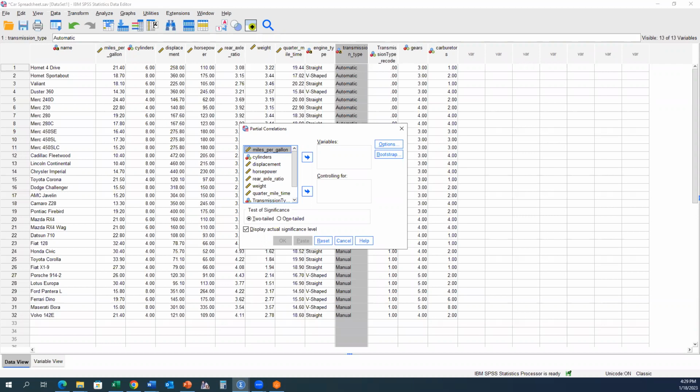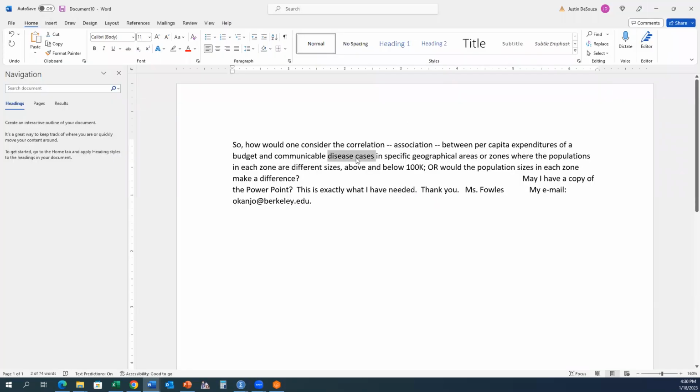From Ms. Fowles, each row would be an expenditure by N. Yeah, it's possible that you could just do correlations for this. It sounds like everything is numeric, but it gets a little tricky if you're trying to compare across areas or zones. I don't know if correlations will be enough at that point. You might have to do ANOVAs potentially.